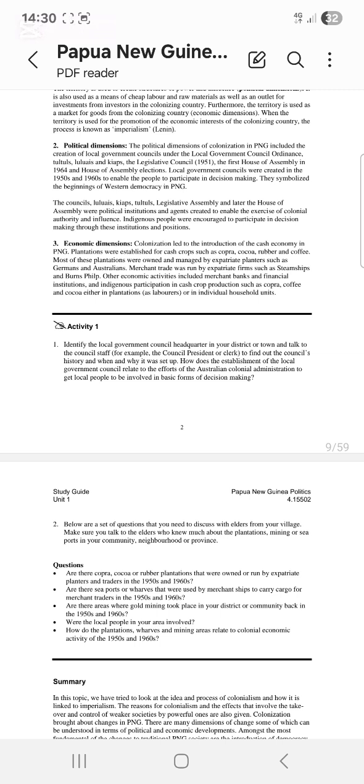Okay, I read the second sentence again. Plantations were established for cash crops such as copra, cocoa, rubber, and coffee. Most of these plantations were owned and managed by expatriate planters such as Germans and Australians. Merchant trade was run by expatriate firms such as Steamships and Burns Philp. So this paragraph talks about how that was going on, and in summary, how our society was introduced to the idea of menial labor and cash.